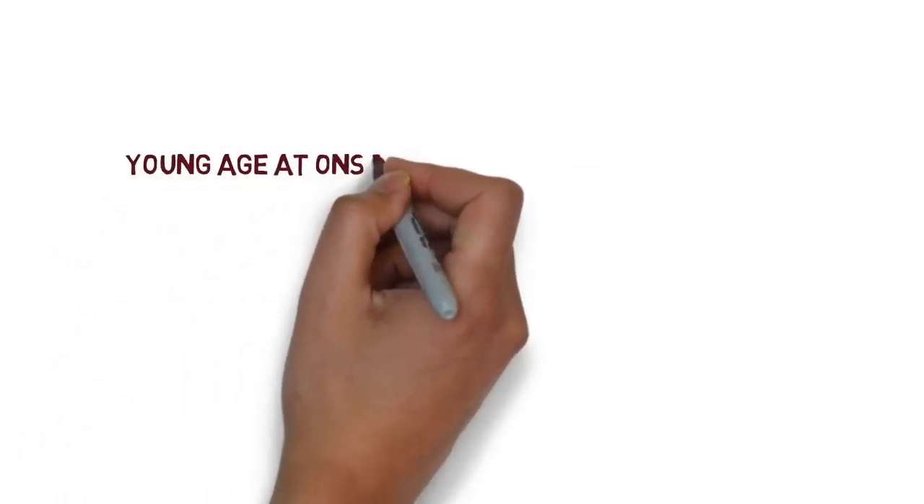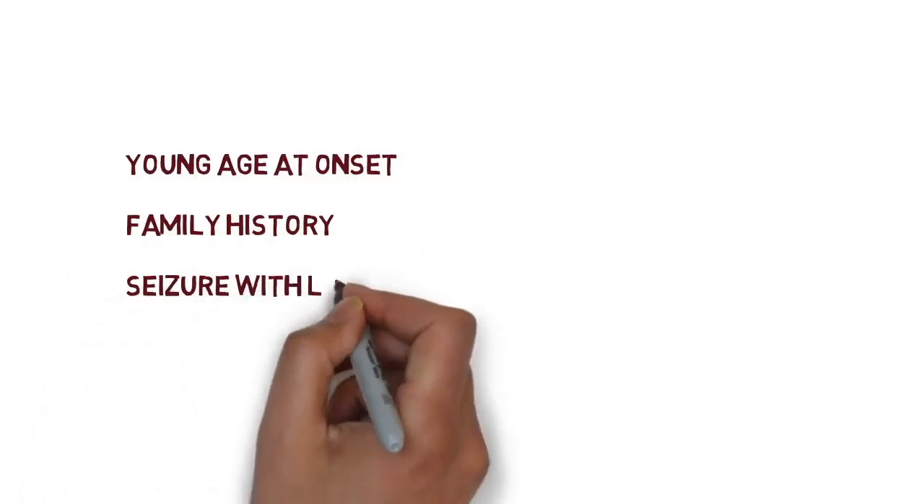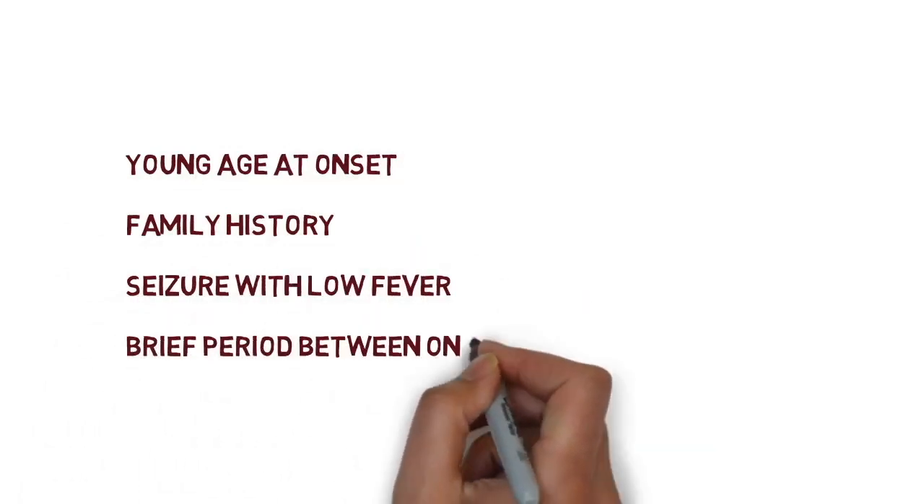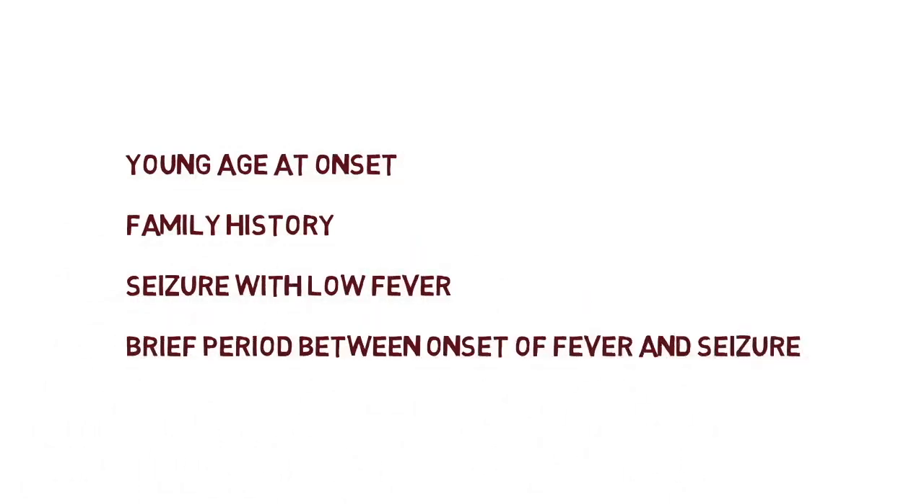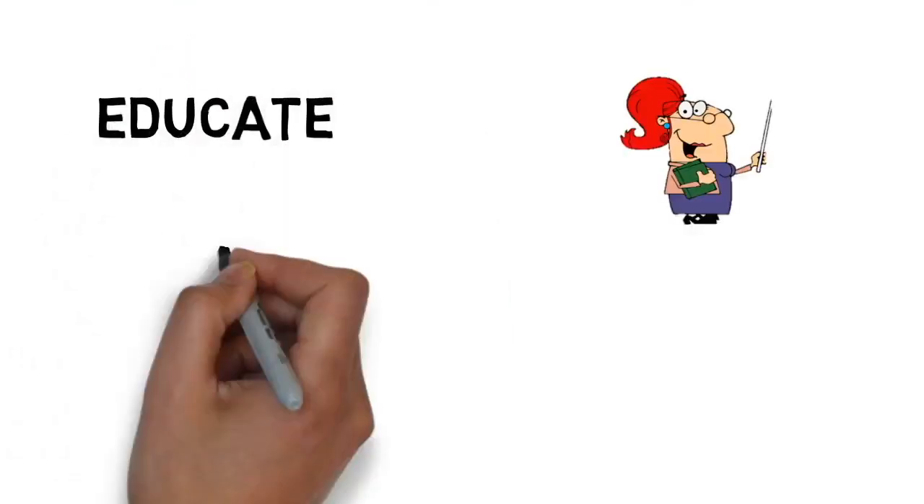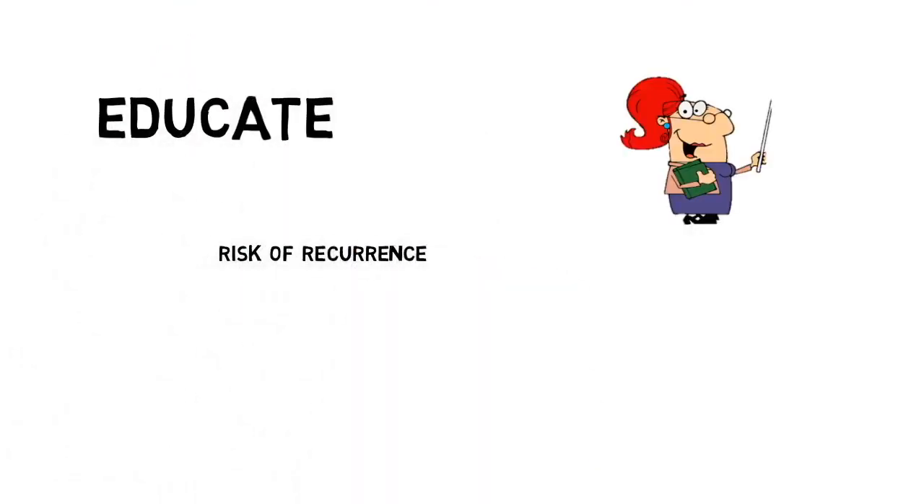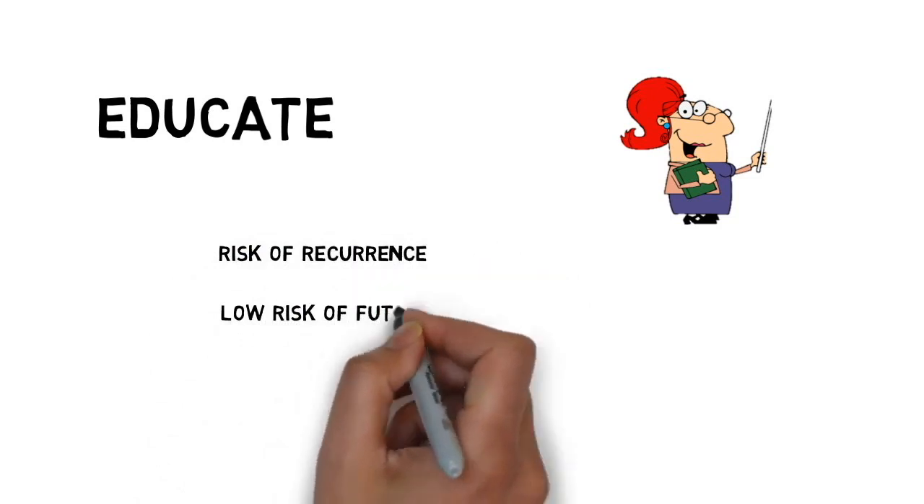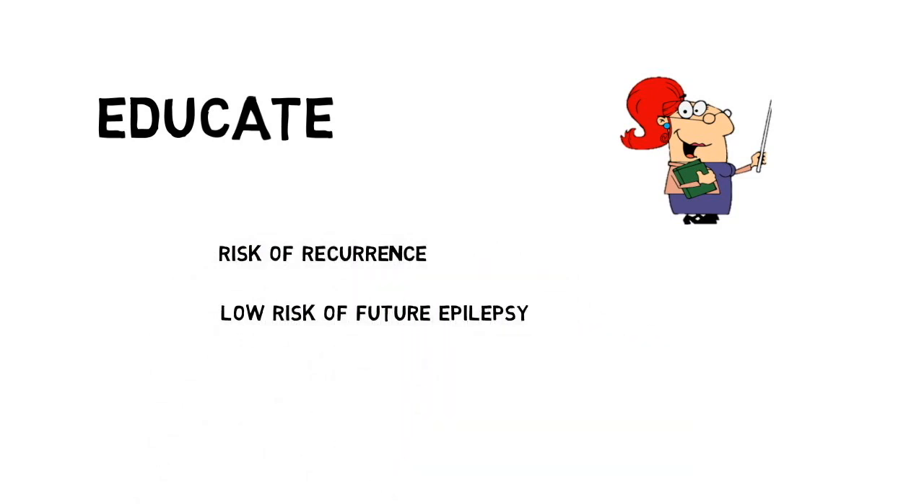Those with young age onset, those with family history of febrile seizures in a first-degree relative, and in those who present with seizures in the setting of low fever. Also, when the seizure started briefly after the onset of fever. And finally, don't forget to educate parents about the risk of recurrent febrile seizures and about the low risk of future epilepsy in these patients, even in those with complex seizures.